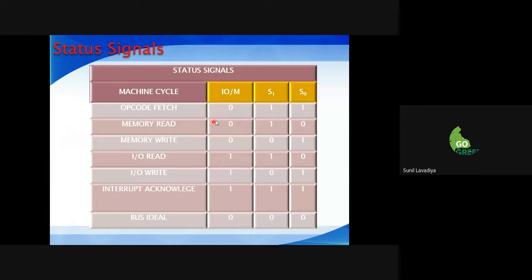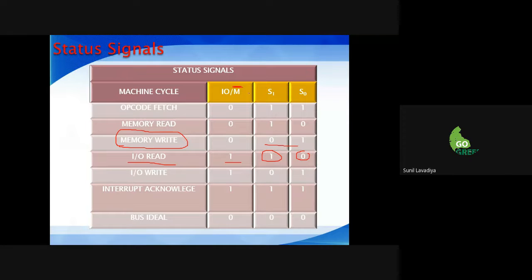So if I want to work with a memory write operation, at that time you have to consider this equation: S1 is 0 and S0 is 1. Similarly, if you want to work with IO part, input output part, at that time you have to make S1 1 and S0 0, and IO/M is 1. Here IO/M bar is there. I forgot to write down the bar over there.